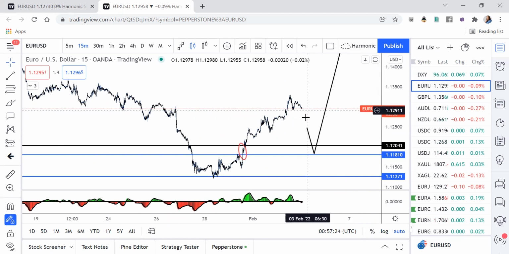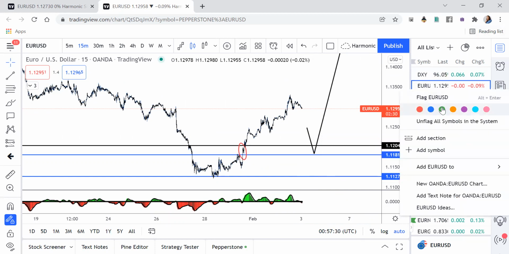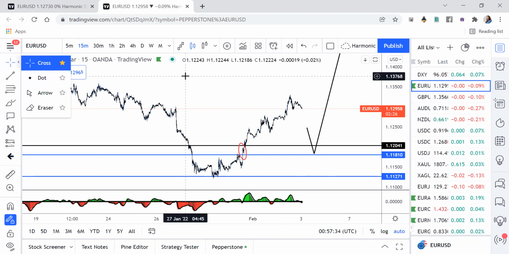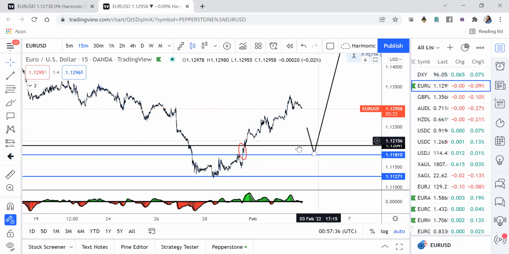So if you're looking to take a trade on Euro USD, wait for this. I'm going to highlight that. Potential trade. Okay? Everybody understand this? Yes, it's clear. Fantastic. All right, so let's move on.